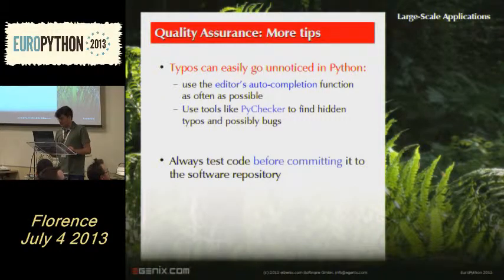Right, typos. Typos are a very ugly bug in Python because they can easily go unnoticed. One way we try to avoid typos in our Python code is that we use the editor's autocompletion feature a lot, because the editor usually knows what we've written in some other part of the project, and it will automatically use the right name of that particular method. So that helps a lot. And other tools that you can use are PyChecker or PyLint or all these other things that you have.